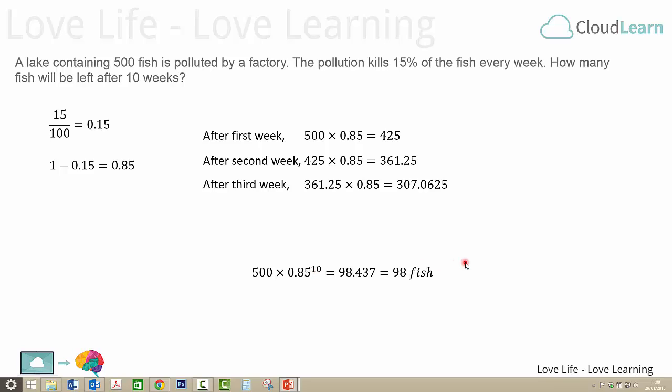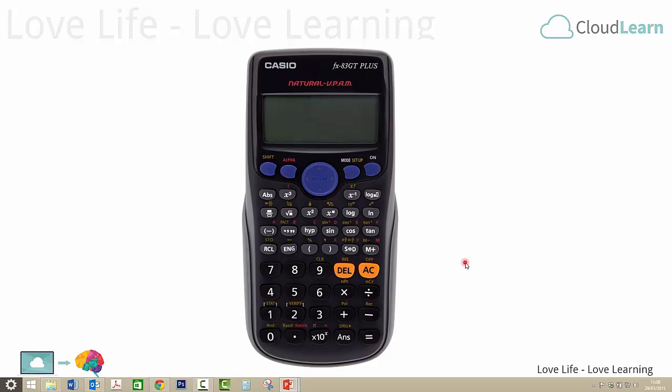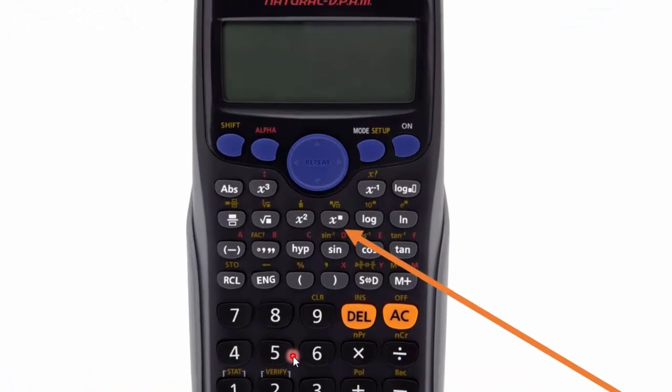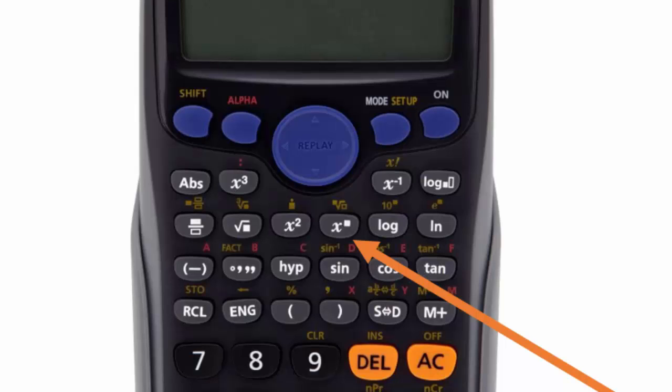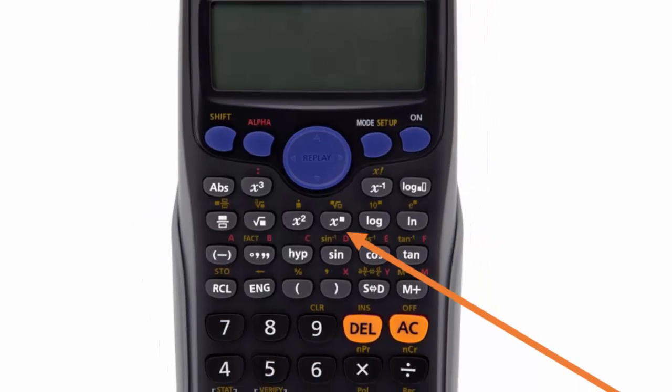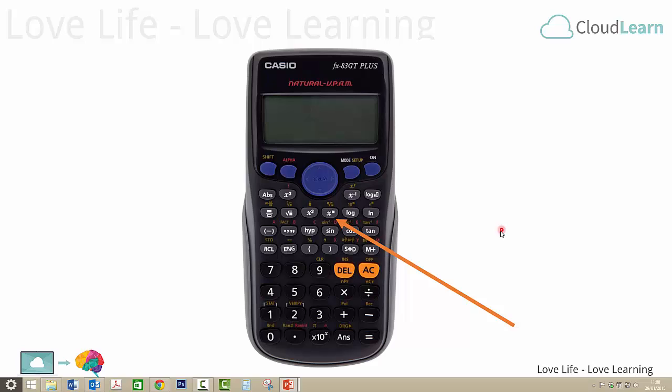Now, in case you're wondering how we do this on the calculator, we would actually type in 500 on the calculator, then multiply by 0.85, and then we'd press this button here and type in 10, and then finally press the equals, and that would give us the answer. Now, this is a fairly standard calculator. Most people tend to have this calculator here. It's a very good calculator. I don't work for Casio, I'm not actually advertising for them, but it is a very easy calculator to use.